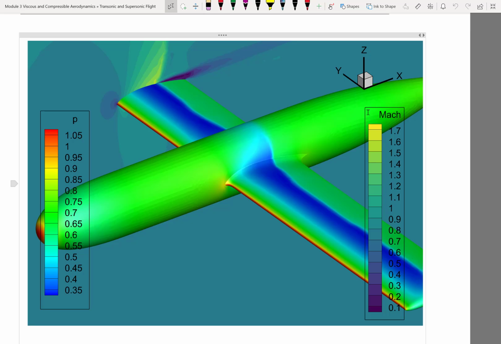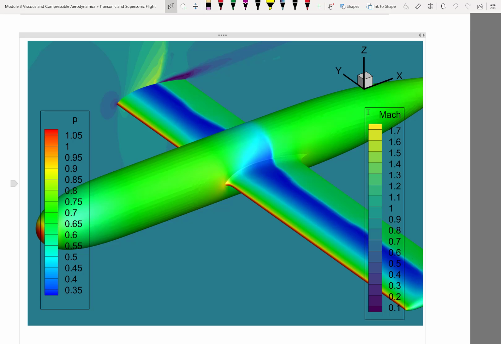That's what's responsible for moving the center of lift backwards as we reach and exceed the threshold of the first point being supersonic.